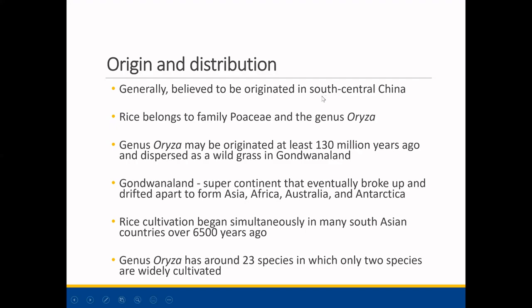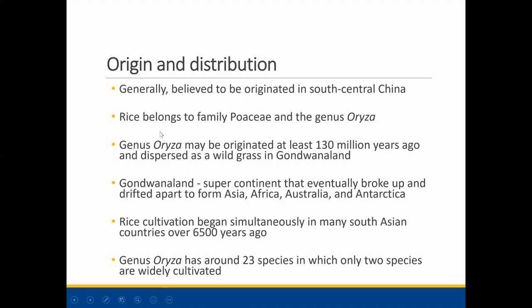Then, the family and genus, you may have studied this classification. Rice belongs to family Poaceae. Earlier, we called it Gramineae. Now it's Poaceae; both names are the same. And the genus is Oryza.